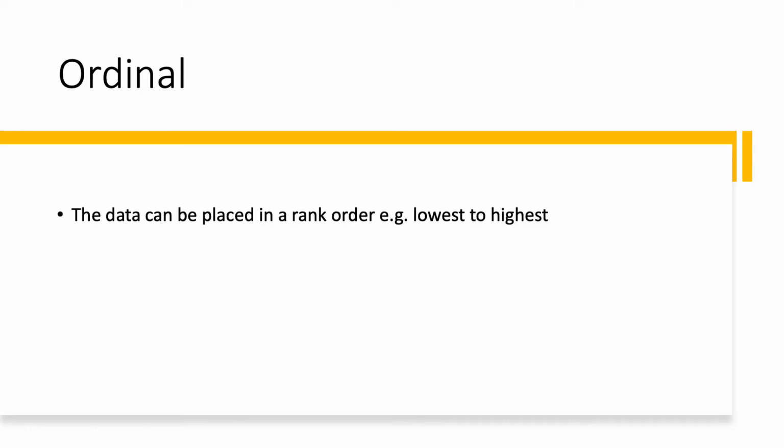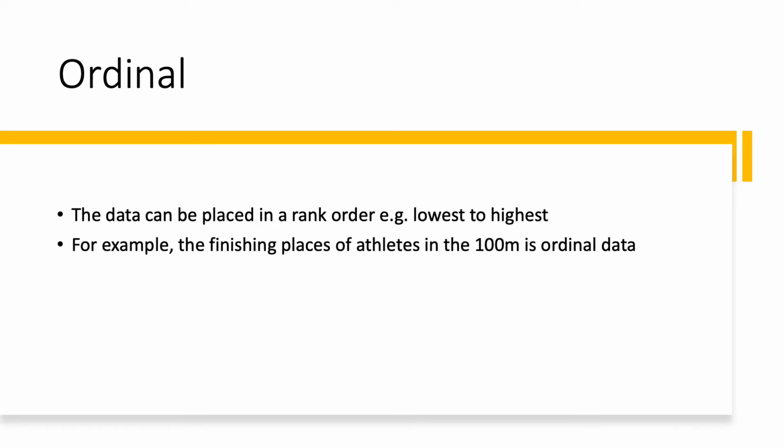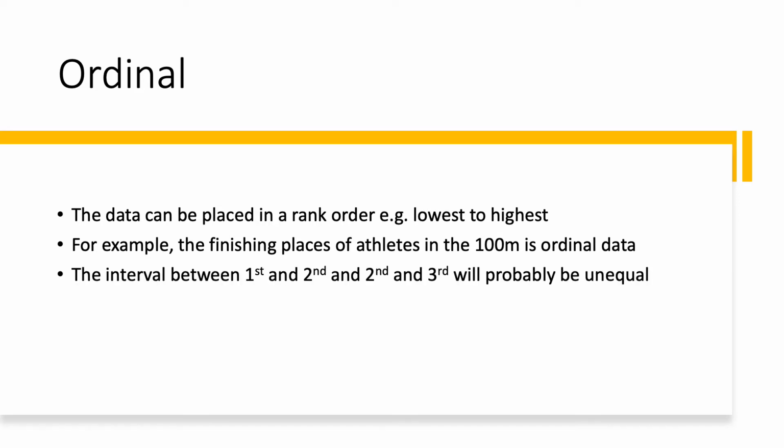Ordinal data can be ordered, and that's a good way to remember it because the data with ordinal data is always ranked, so from lowest to highest. For example, if there were athletes running a 100-metre race, that would be ordinal data because we would place them first, second, third, fourth, etc. But the interval between first and second and third will probably be unequal. So there's not going to be the same difference in time between the first and second athlete than the second and third athlete.